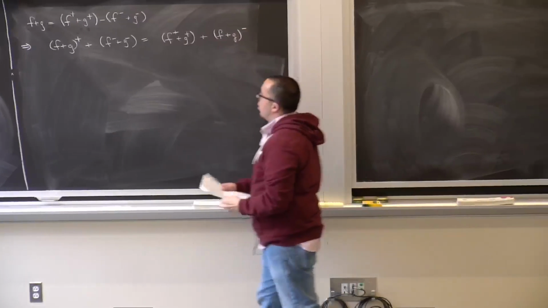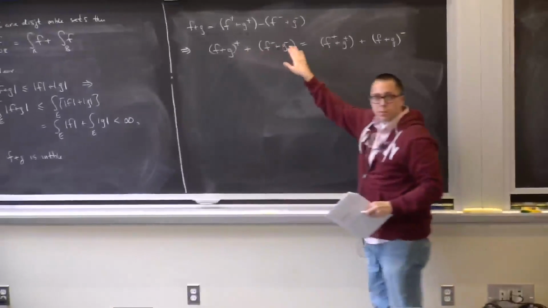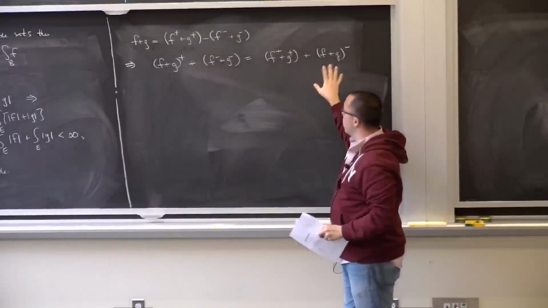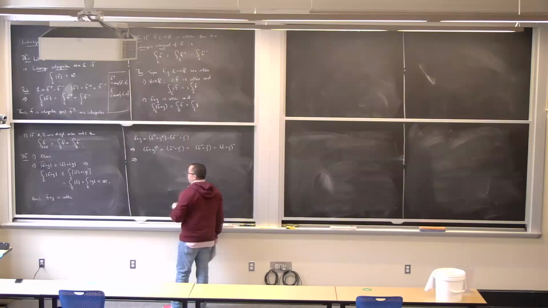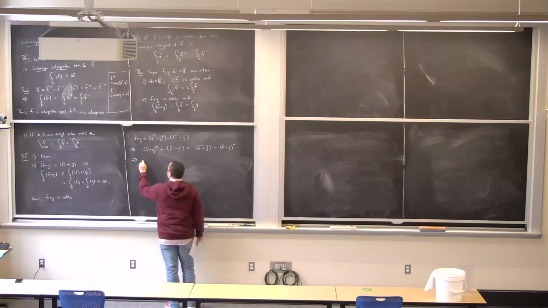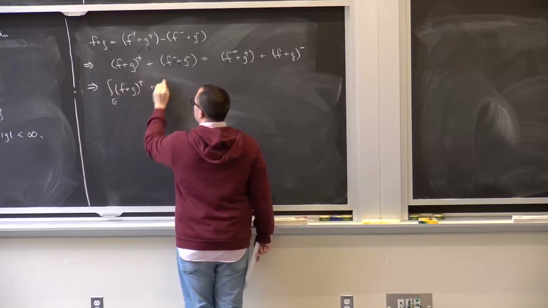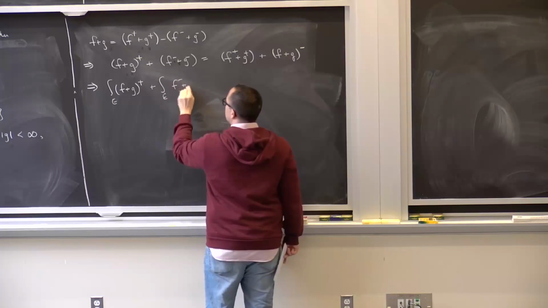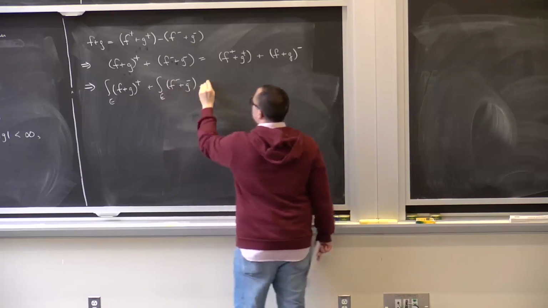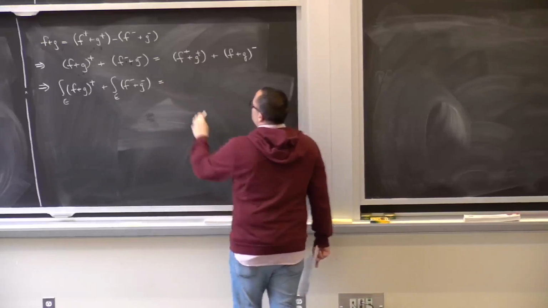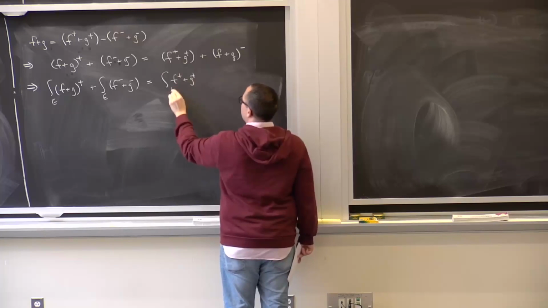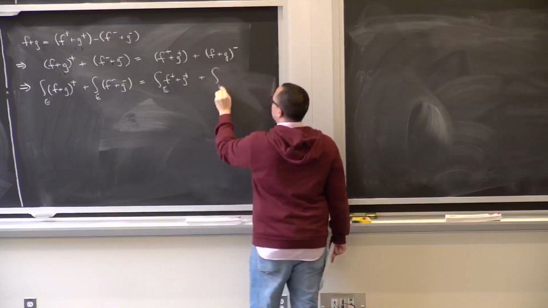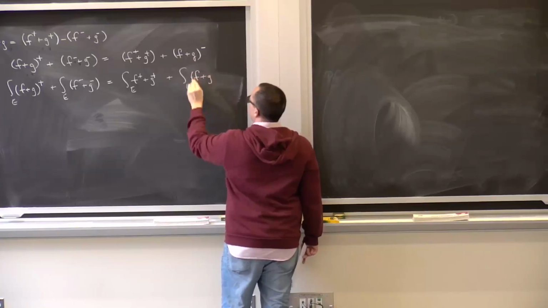Now, all of these are non-negative measurable functions, okay? Everything appearing here are non-negative measurable functions, and therefore the integral, which is linear for non-negative measurable functions, tells me that the integral of f plus g plus the integral of f minus plus g minus equals the integral of f plus g plus over E plus the integral over E plus g minus.